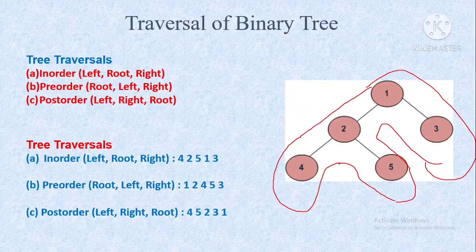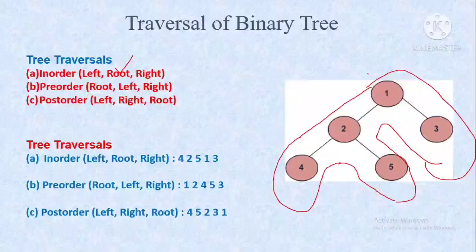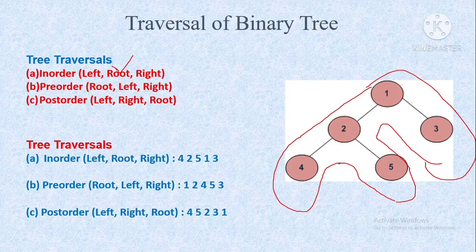In in-order, root comes at the second place. That means whenever you are visiting any node, before you print that node, you have to check whether you are visiting that node for the second time. Because root comes at the second place. So how are we going to do it? If you are visiting the node for the second time, then only you are going to print.